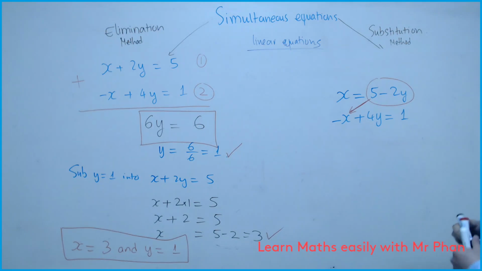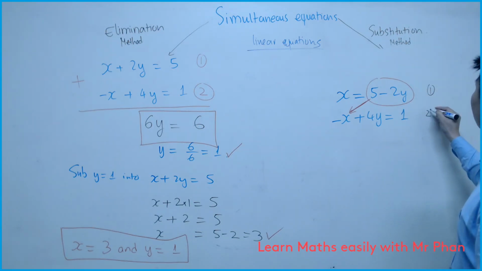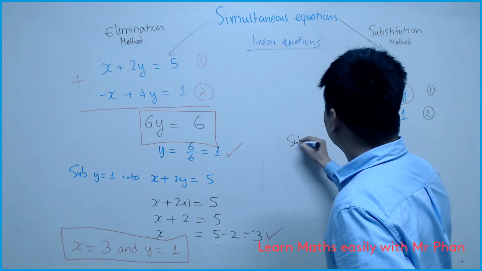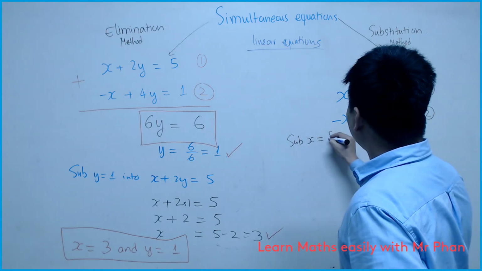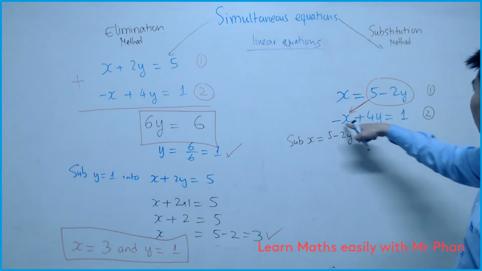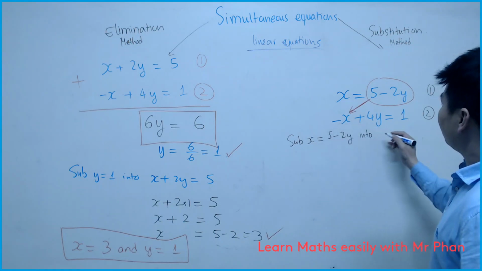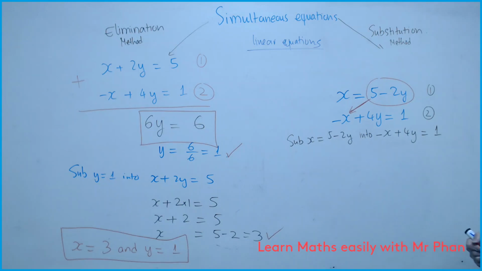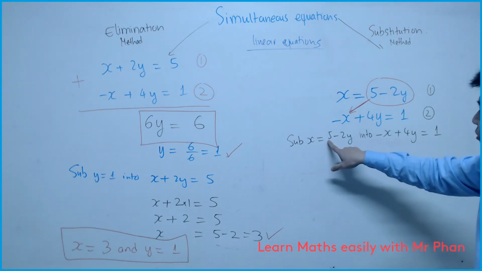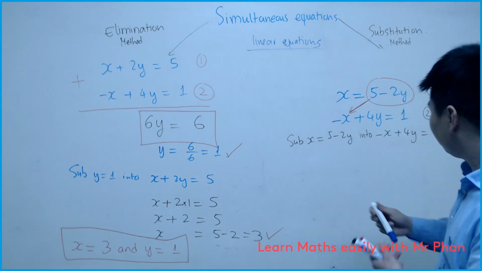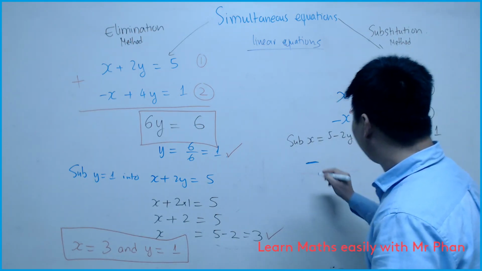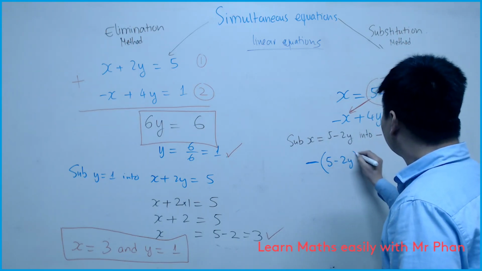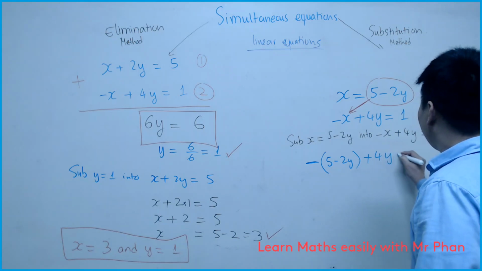Okay. I call that one equation 1, and that one equation 2. Now I'm going to sub that into here. So right now, sub x equals 5 minus 2y into the second equation. Happy? Now, where you see the x, you change that to 5 minus 2y. So it's a minus x, it's a minus. X, I put a bracket, plus 4y equals 1. You happy?